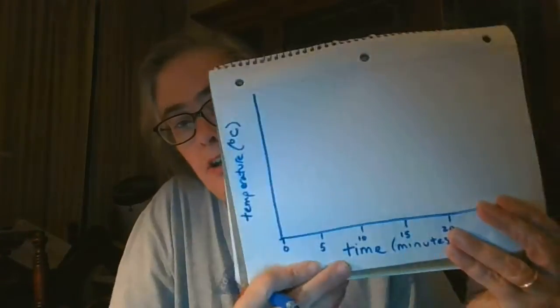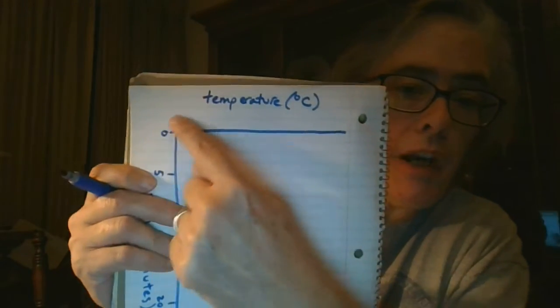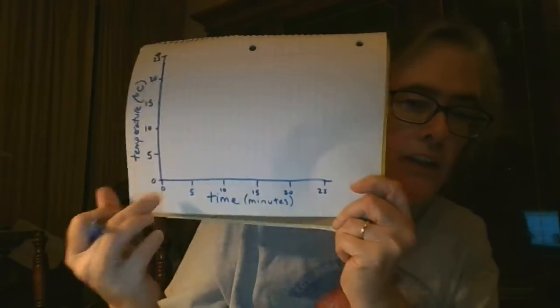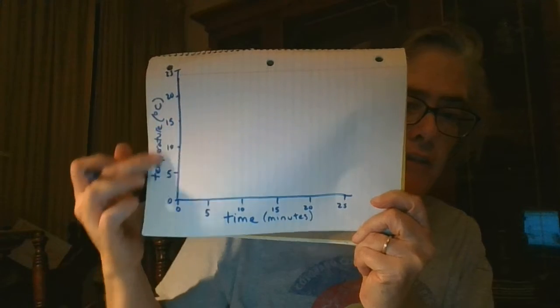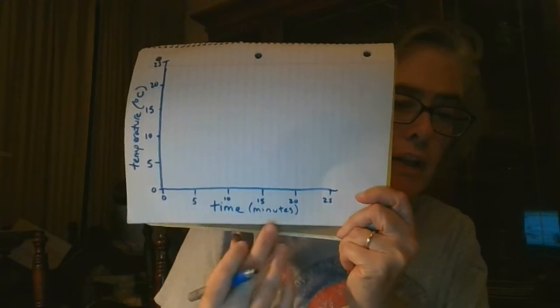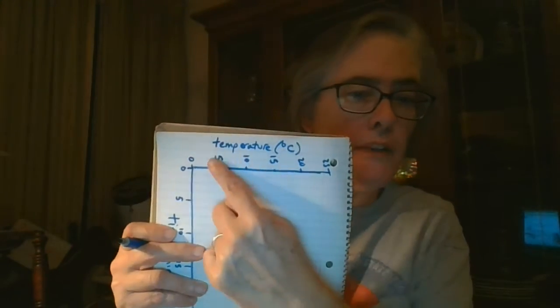And degrees Celsius, I can write this way. So here's my graph. But you can see I wrote temperature, degrees Celsius. And I'm going to start at 0, 5, 10, 15, 20, 25. So now I have both of my axes. I have my numbers, and I have them labeled with what I'm measuring and the unit.